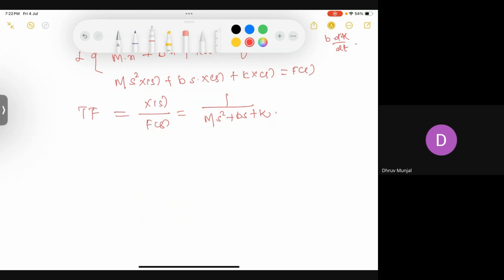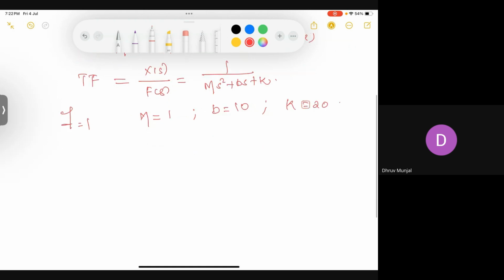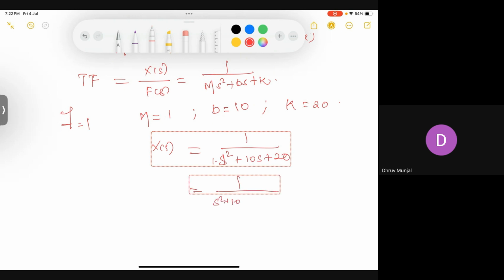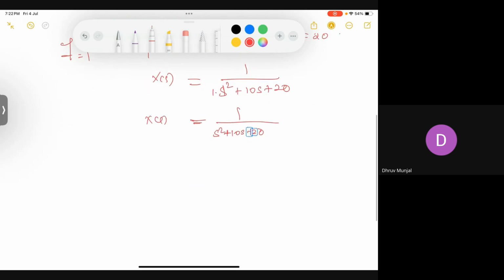Right. Now, I'm going to give some values to the system. Let's take the mass of the system as 1, friction as 10, and k as 20. Spring constant would be 20, and let's consider a force equal to 1. So this will become x of s by 1 equal to 1 by s squared plus 10s plus 20. F of s is 1, so I'm just putting 1 here.